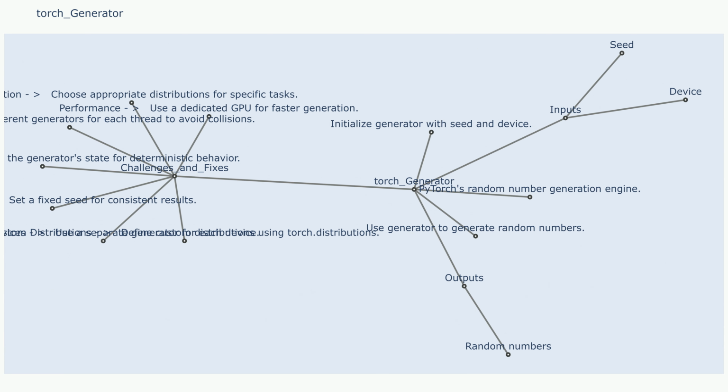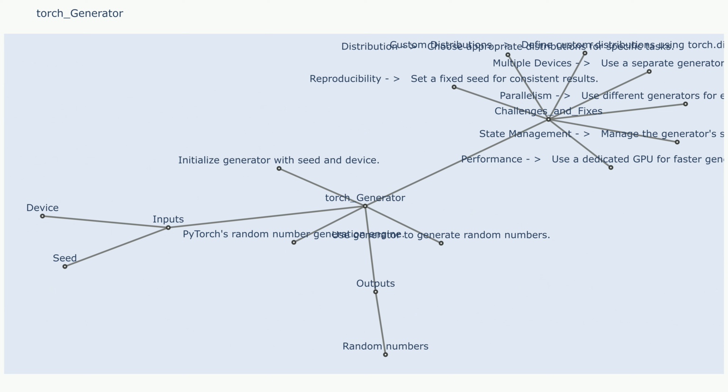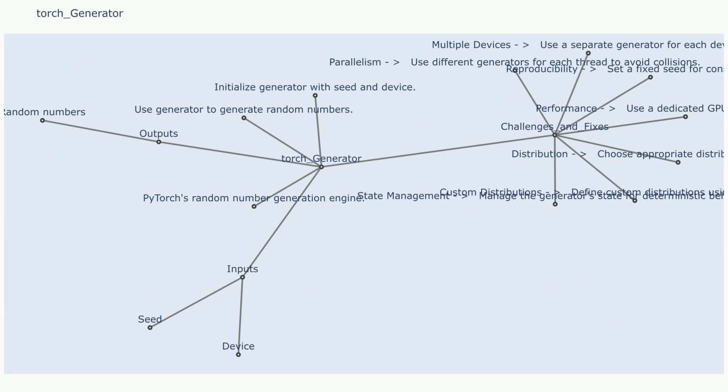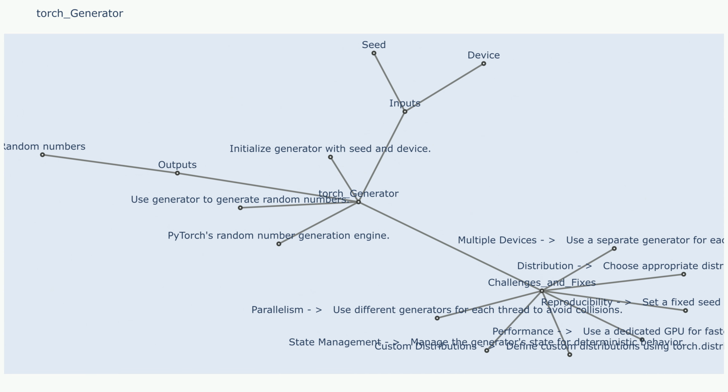Challenge 3: multiple generators. Using multiple torch.Generator instances might lead to unpredictable behavior unless they are carefully managed. Sample use case that resulted in challenge 3: using one generator for model initialization and another for data augmentation could cause unintended interactions between random number sequences. Fixes to challenge 3: for consistent random number generation across different parts of your code, ideally use a single torch.Generator instance and pass it as an argument to all functions that need to generate random numbers.